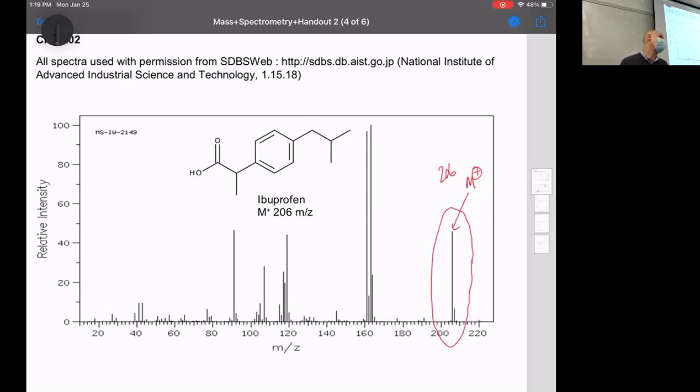This is possibly like matching a fingerprint. But if you don't have any of that stuff and you don't have a database of mass specs in your memory, then you look at this and say the mass is 206, so the molecule weighs 206.